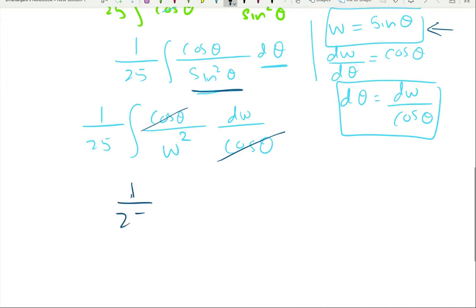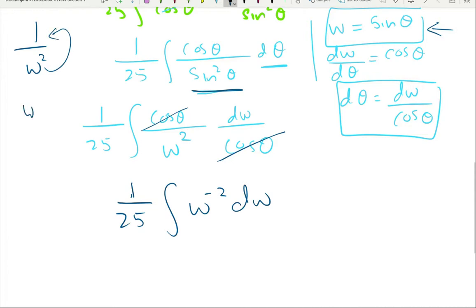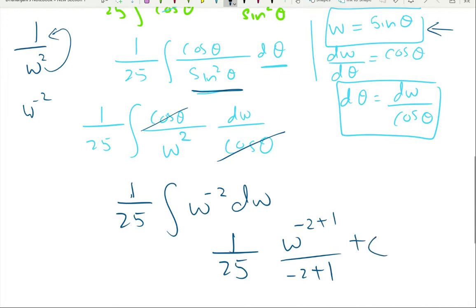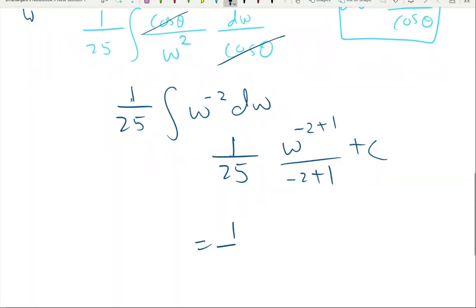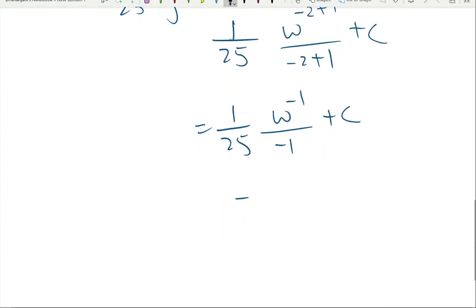Alright, here it's 1 over 25, 1 over w square, it's w to the negative 2, right? 1 over w square, I write w square in the numerator, so it's w to the negative 2. Let's integrate 1 over 25. If you integrate w to the negative 2, it's w to the negative 2 plus 1 over negative 2 plus 1, plus c. Perfect. So this is 1 over 25 times w to the negative 1 over negative 1 plus c. So it's actually negative 1 over 25w.